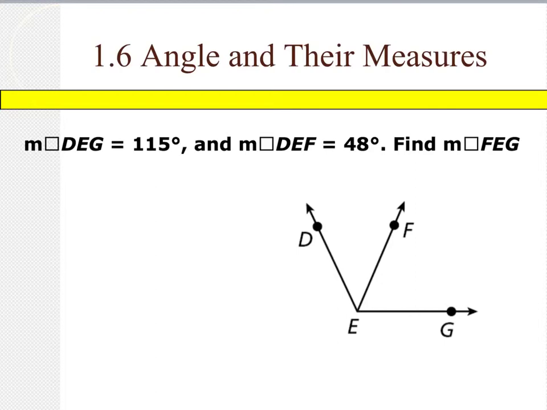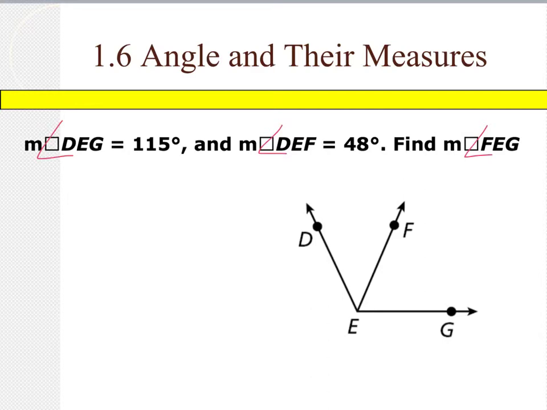All right, I want you to pause this after you write it. Give this one a shot. See how you do. All those squares are supposed to be angle symbols, not squares. All right, so the measure of angle DEG is equal to 115. DEF is 48. FEG, we have to find.